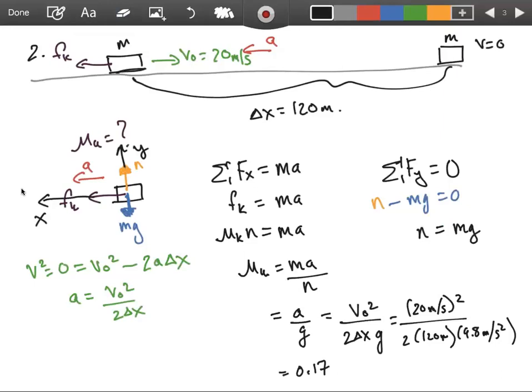So not too bad. So let's do another problem. This time, let's make it some connected objects. Let's make it a little bit more difficult. Let's look at 2 objects. In this case, I'm going to have this. So I have an inclined plane.